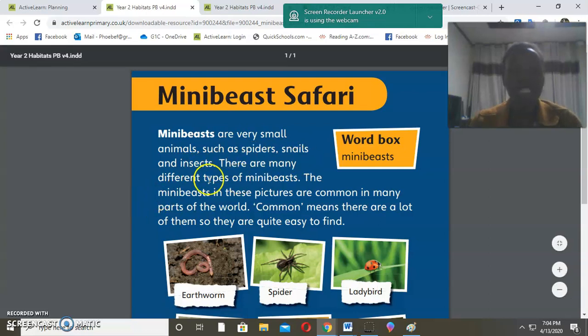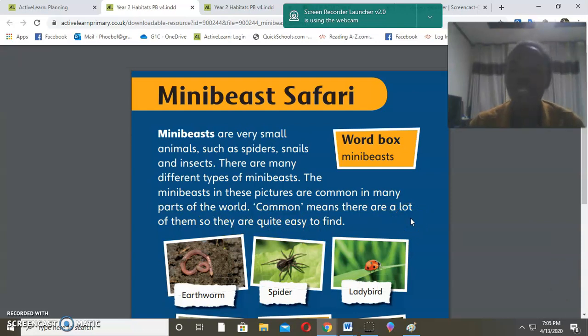There are many different types of mini beasts. The mini beasts in these pictures are common in many parts of the world. Common means there are a lot of them, so they are quite easy to find. I gave you an assignment and I told you to go out in your garden and look for different insects and you record them. Did you do that?